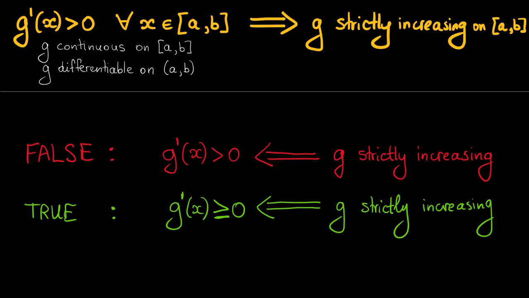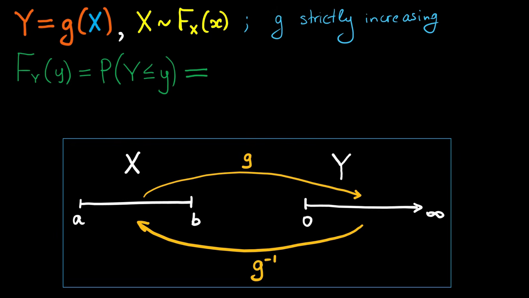We are now finally ready to derive the CDF and the PDF of the random variable y for the special case when g is a strictly increasing function. So how do we do that? We write what the CDF of y is by definition, which is the probability that capital Y is less than or equal to lowercase y, where this lowercase y can be thought of as traveling through the entire range of the random variable capital Y.